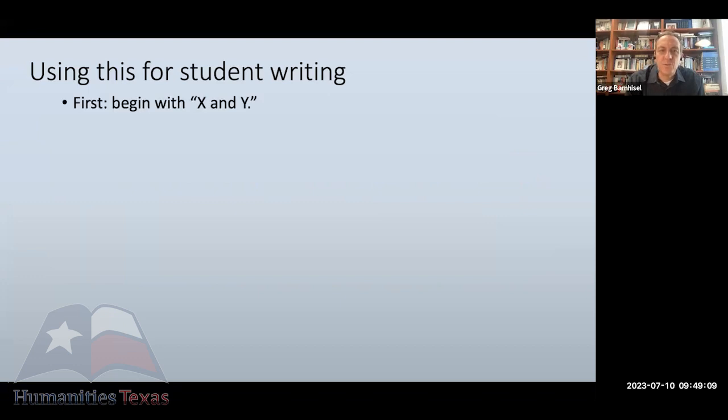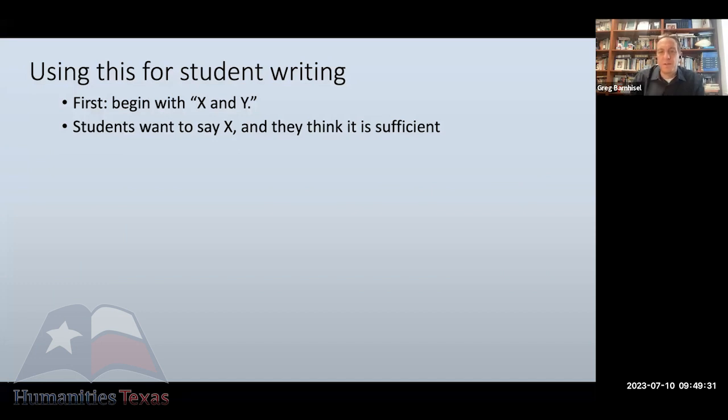So when using this for student writing, and this is what we'll be doing in the second half of this program, we simply start with X and Y. What's your X? What do you want to talk about? And what's your Y? Why is it interesting? Students and us want to just say X. This happened to me. This was the best summer ever. This is what happened when my grandma died. And they think that it's sufficient.